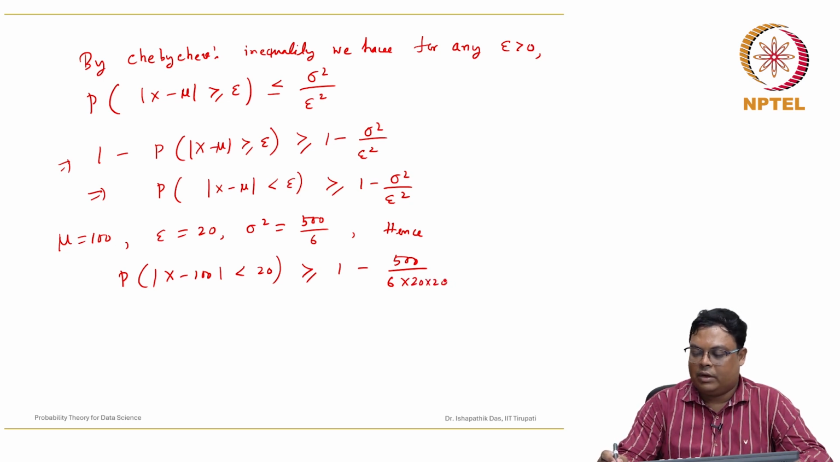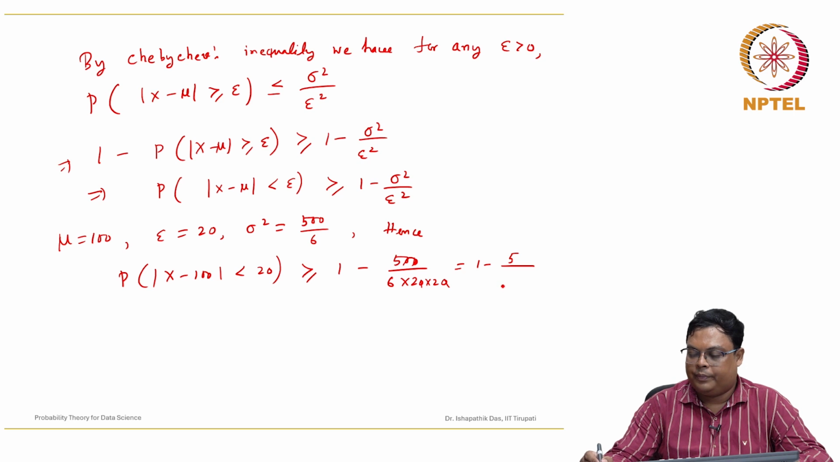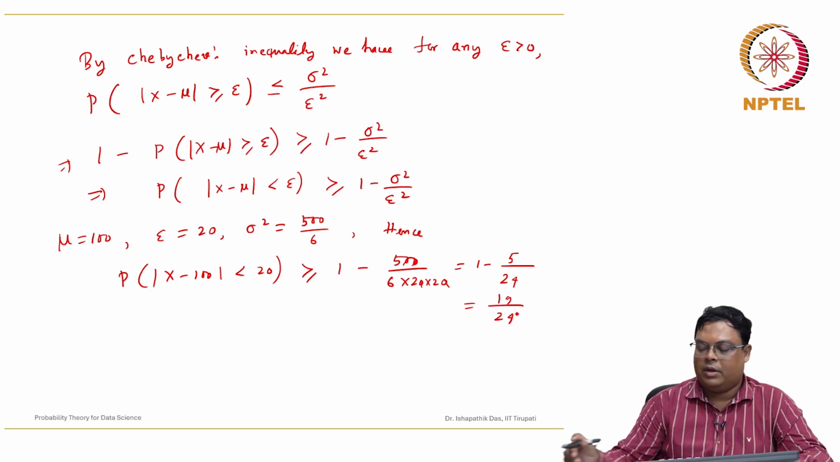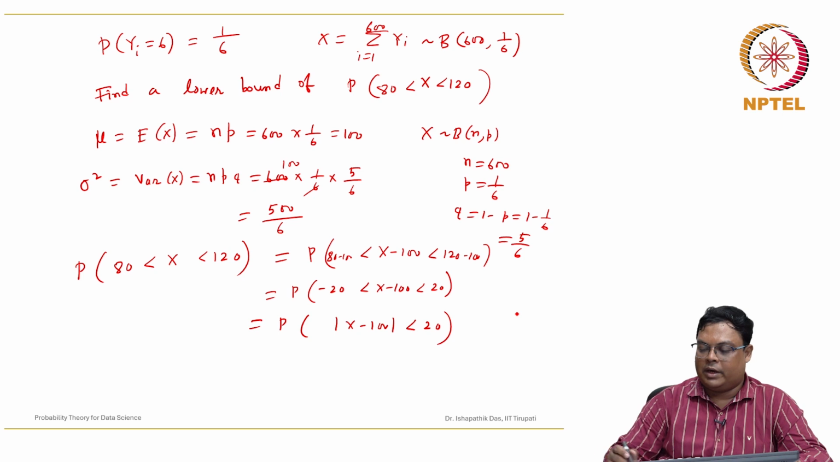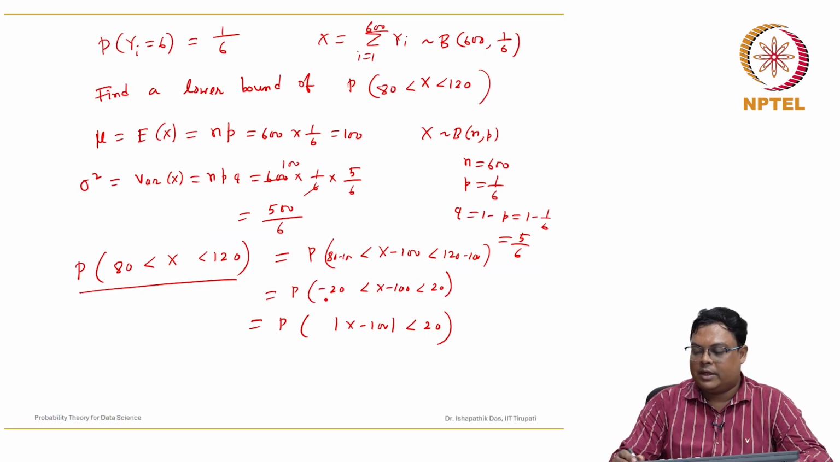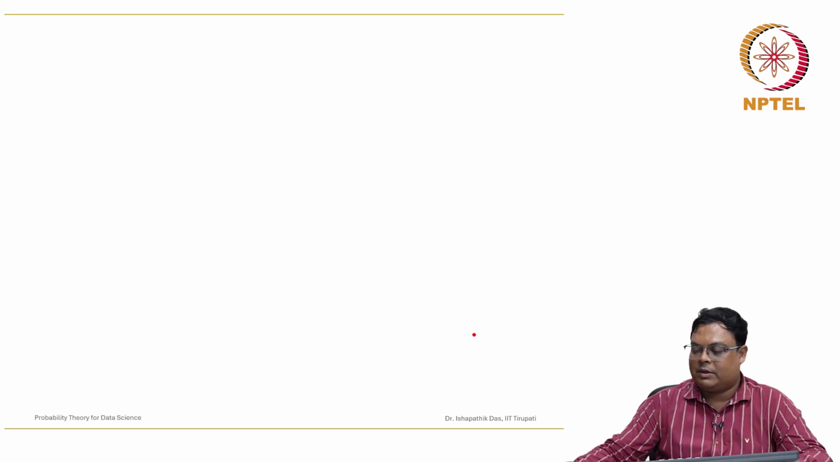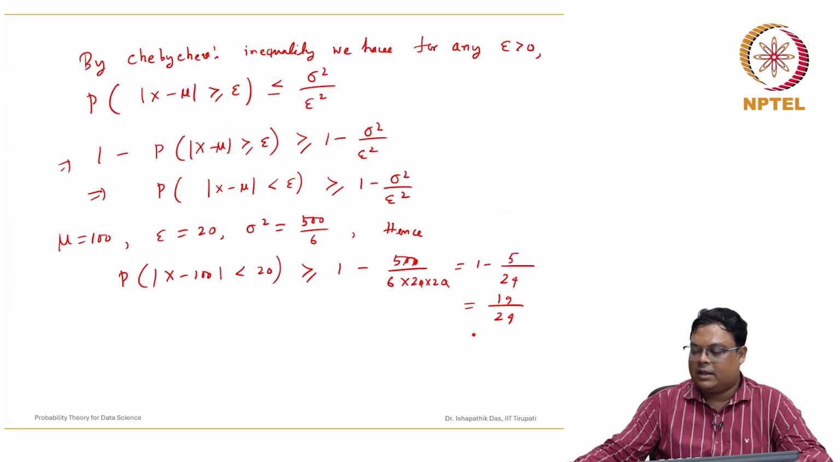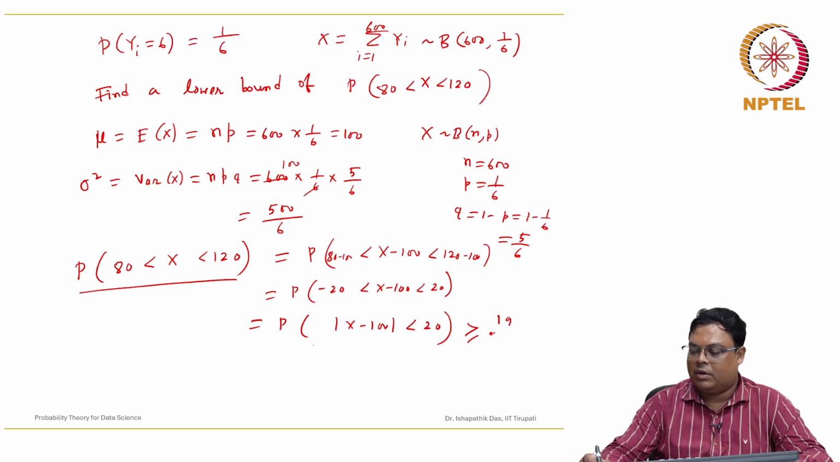Then we just cancel this, so this is nothing but 1 minus 5/24, which is 19/24. Hence what we got finally: we wanted the lower bound of this probability. This probability is the same as this probability, and the same as this one. And finally, by Chebyshev inequality, we found that this is greater than or equal to 19/24.